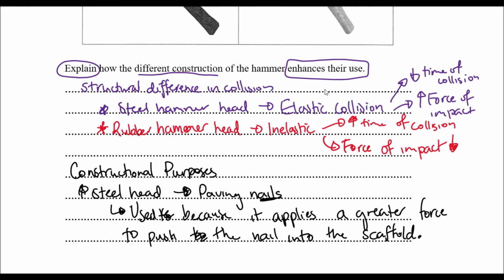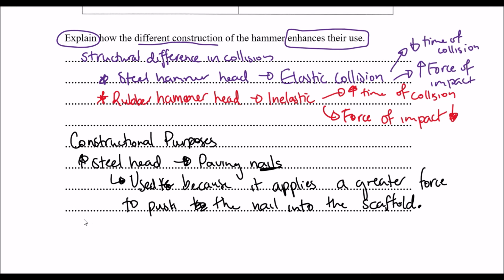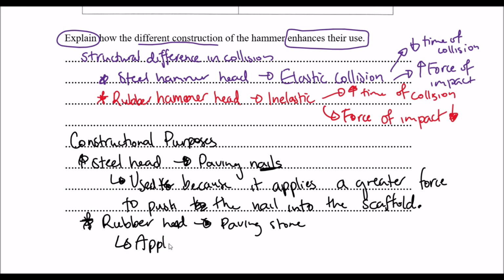If we compare that with the rubber hammer, which is used for paving stone, because it applies a lower force due to the long collision time, it can actually be used to create shapes or forms with more delicate material like stone, which is a lot more brittle and fragile.